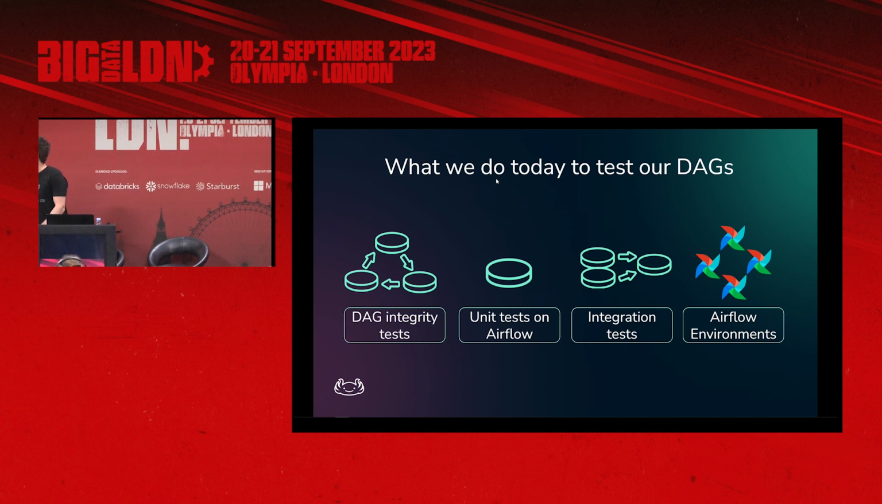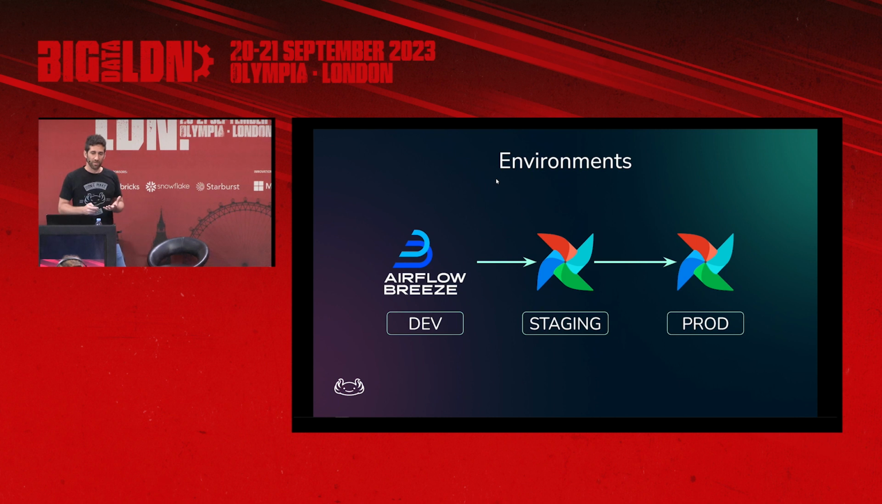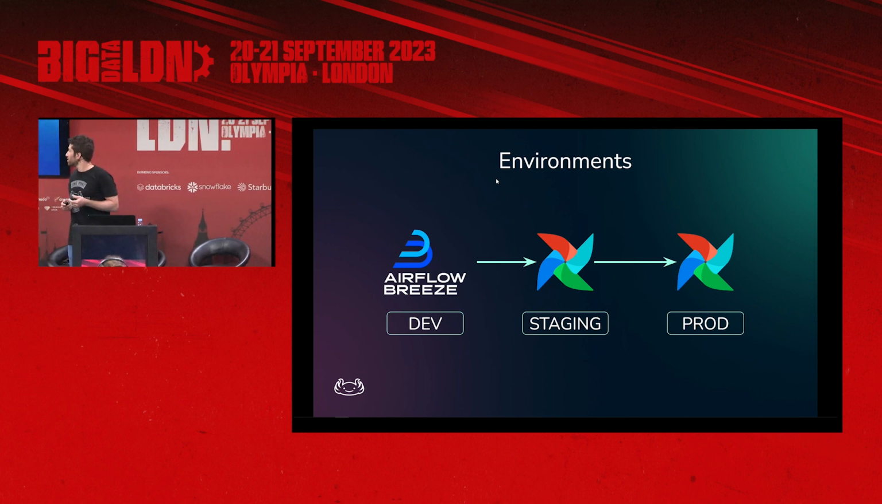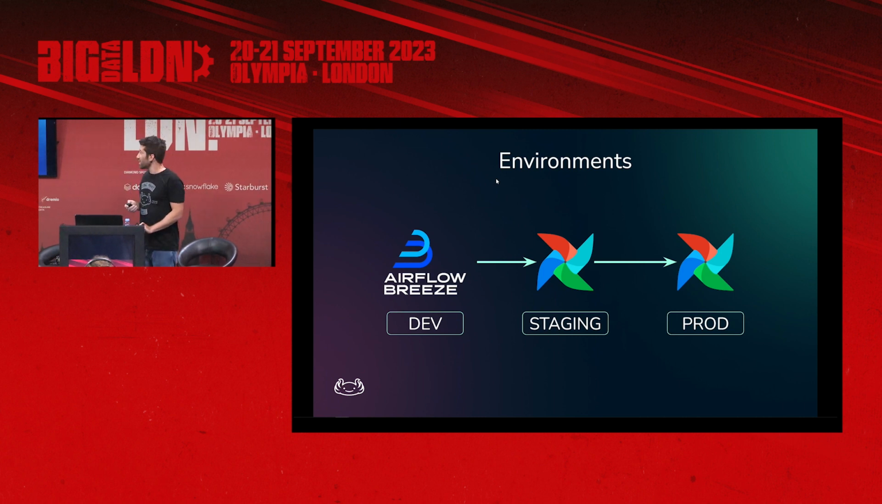So, how would this look like in our development lifecycle? So, we would probably start out with developing locally with some local tool. We may choose Airflow Breeze. Once we tested locally and finished developing, we can move on to our staging environment that is a shared environment. And it's identical, well, almost identical to production. And only then, after we tested everything, we feel comfortable enough to move on to production.